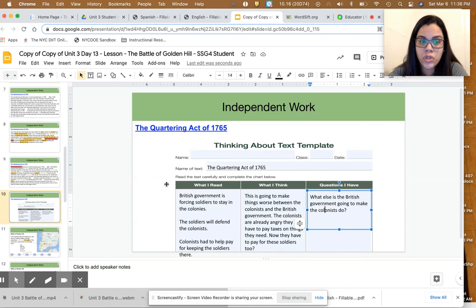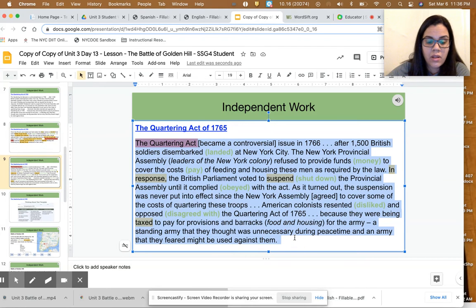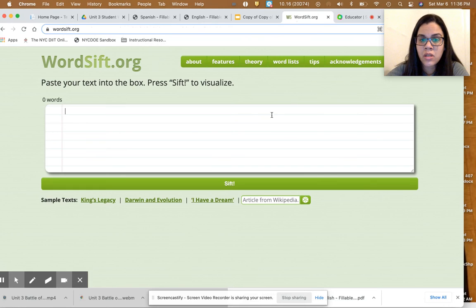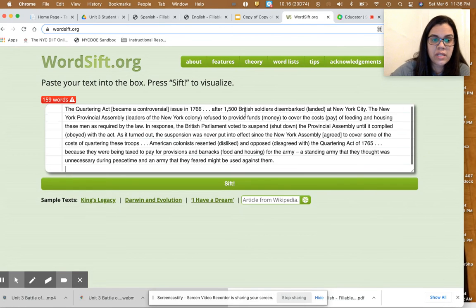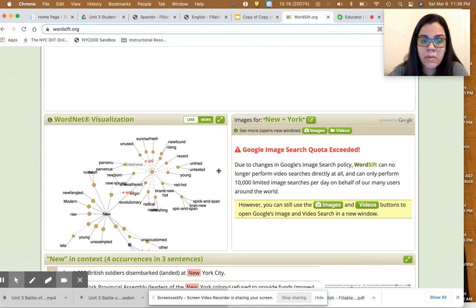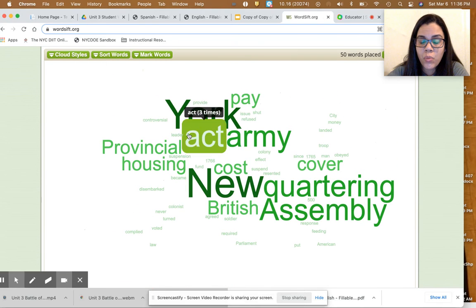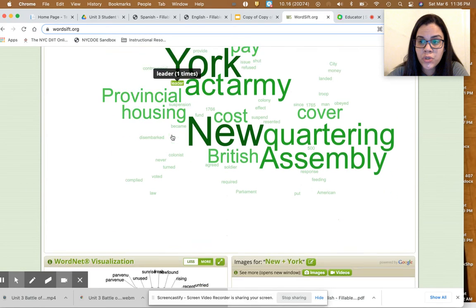So I want you to try, right? I want you to continue with the Quartering Act. Now you could listen to the audio or you can highlight and copy the text. Go to wordsift.org and sift it, right? Remember, sifting helps highlight the words that we should be paying attention to.